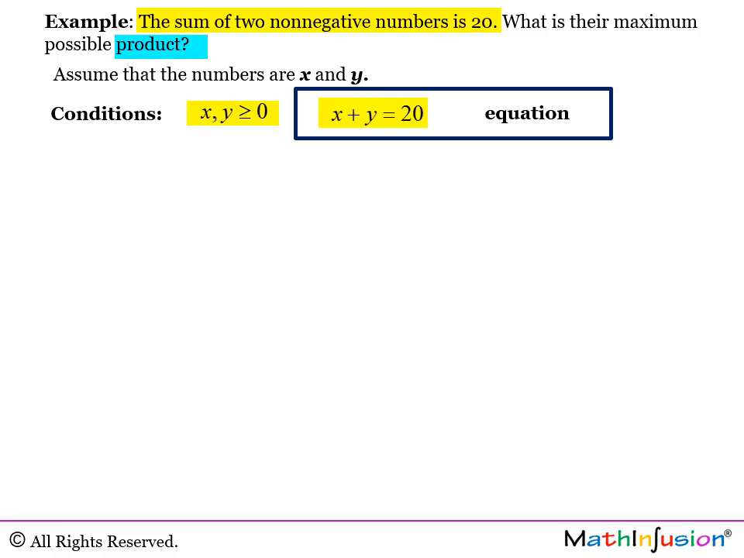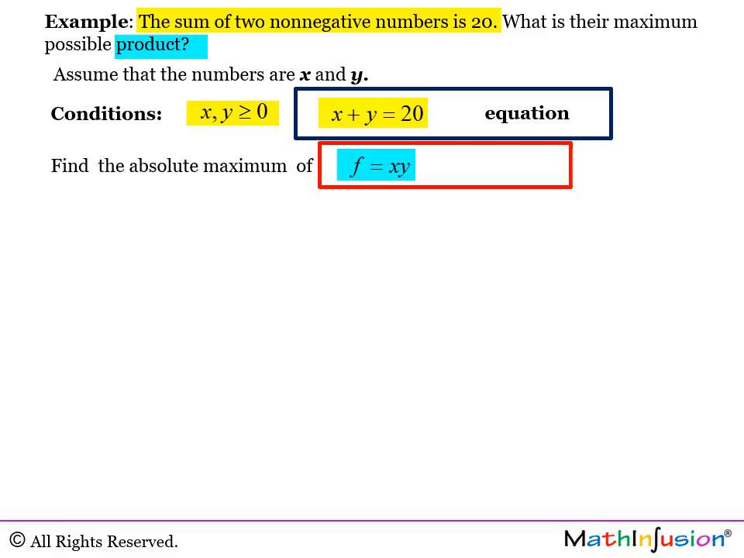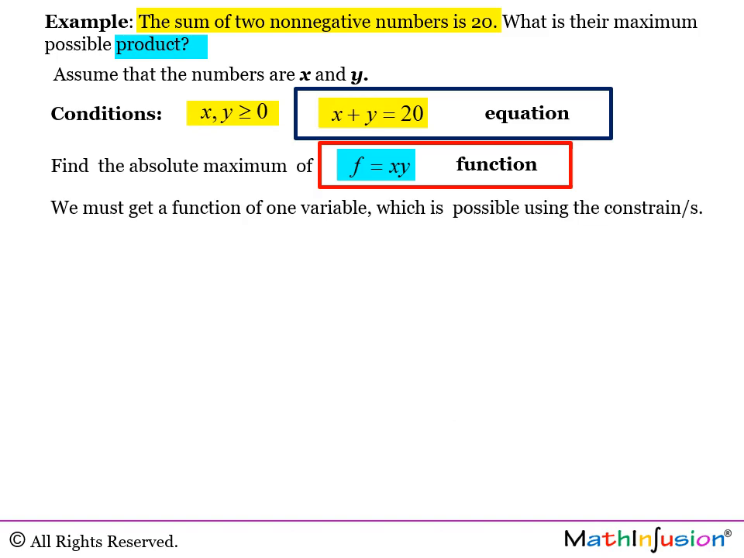Now we have to maximize the product. What is the function of the product? It is x times y. This is a function. Why is this a function? You can take any values of x and y, take the product, and get some number. Now we must get a function of one variable only. Well, it's always possible if we use the constraint, because the constraint is an equation.